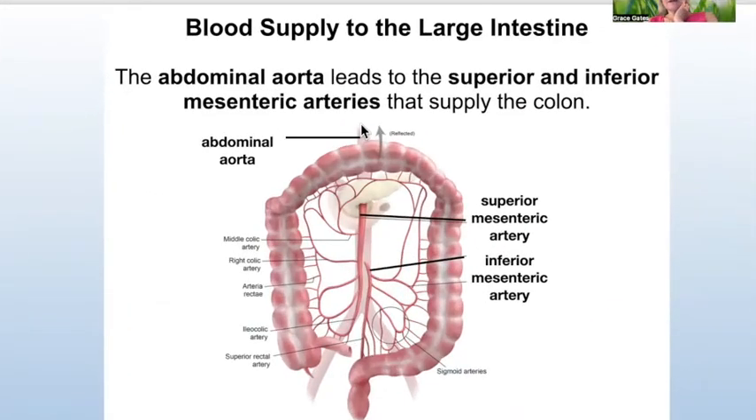The abdominal aorta leads to the superior and inferior mesenteric arteries that supply the colon. So we already saw the abdominal aorta and the superior mesenteric artery when we were talking about the blood supply to the small intestine. And now for the blood supply to the large intestine, we see that the abdominal aorta leads to the superior and inferior mesenteric arteries, both of which supply the colon.